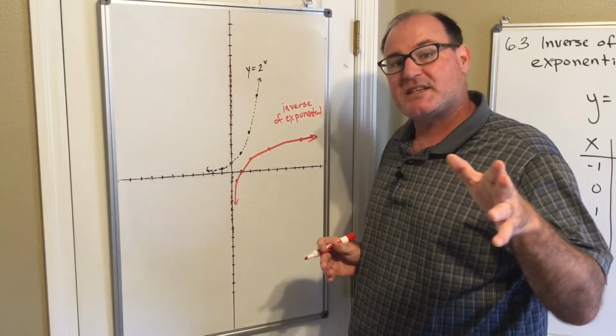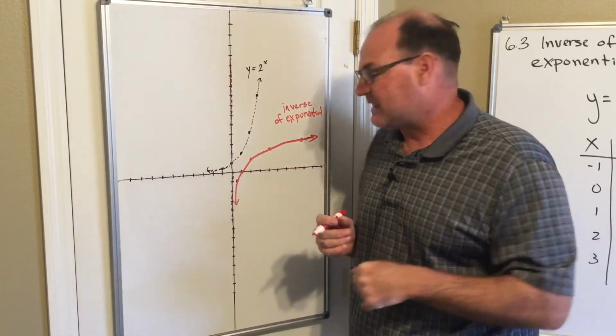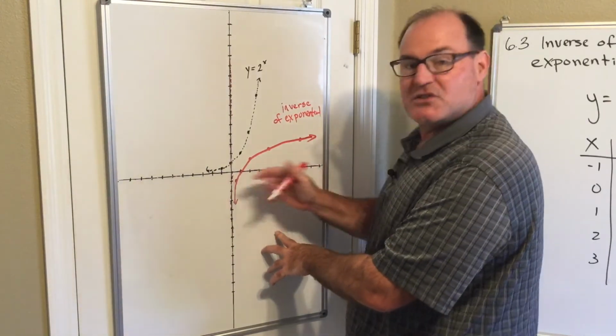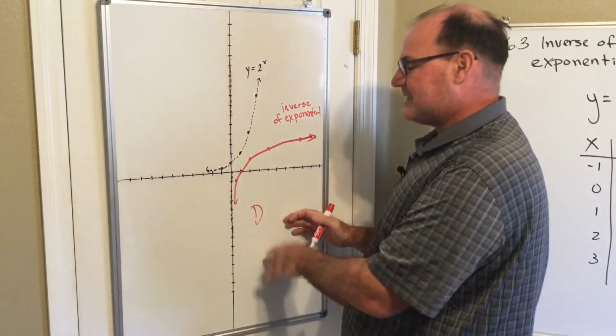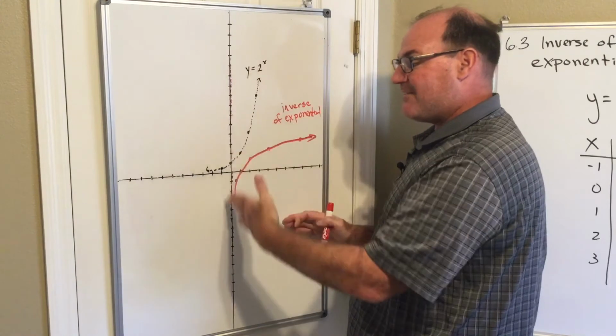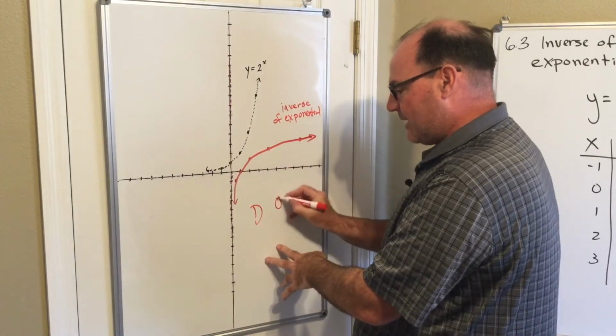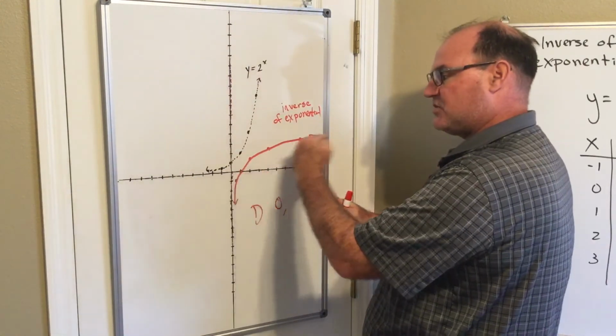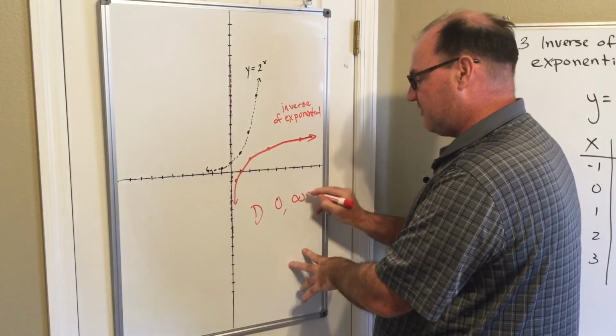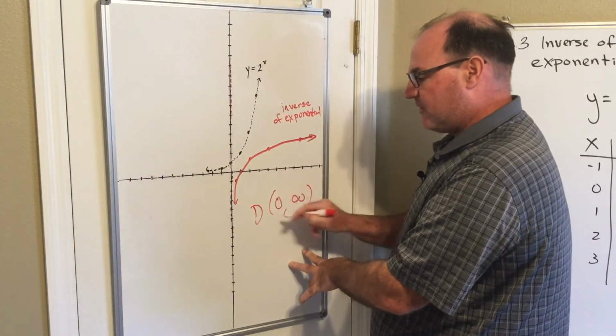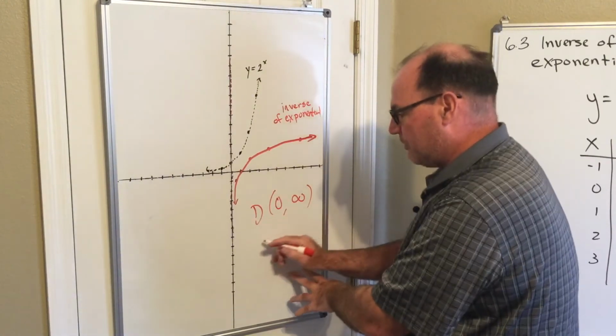Couple characteristics of this graph, and then we'll be done with this video. First characteristics, notice my domain. What is the lowest value? Well, since I have an asymptote here, the lowest x value is 0. And then the furthest to the right this graph is going to go is infinity. It's never going to go through the vertical asymptote, so I put a parenthesis there.